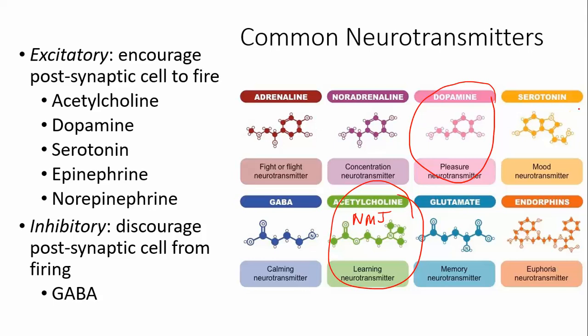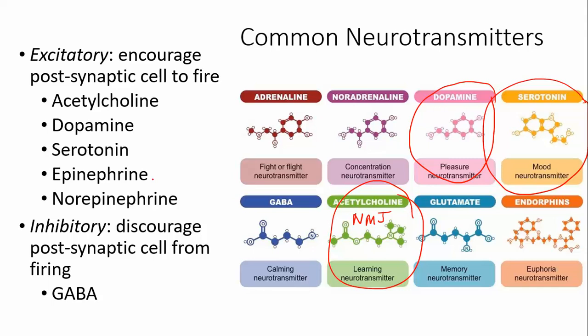Serotonin is called the mood neurotransmitter, and that's because several mood disorders, including major depressive disorder, are linked to serotonin and dysfunction in its release, either having too much or too little, usually. And so a lot of common antidepressants will target serotonin in the brain.